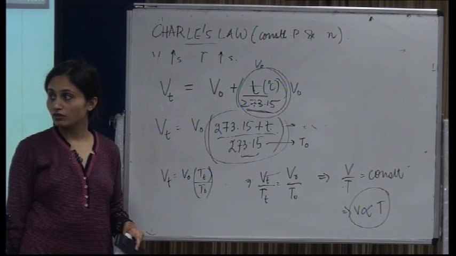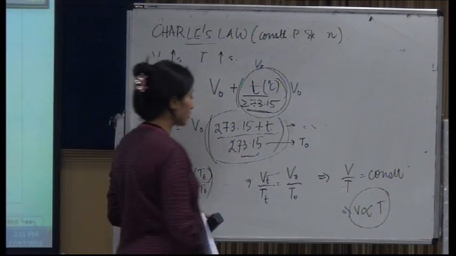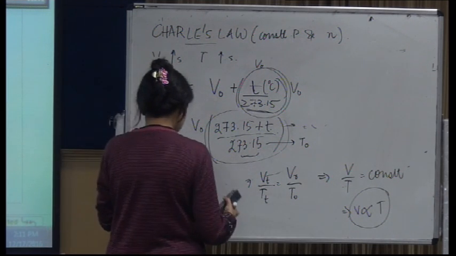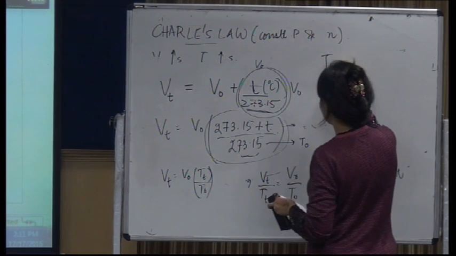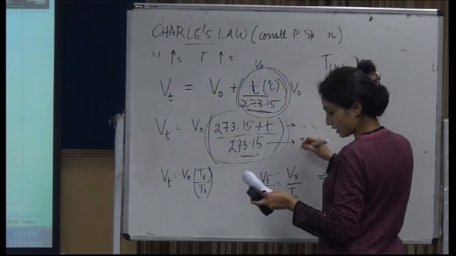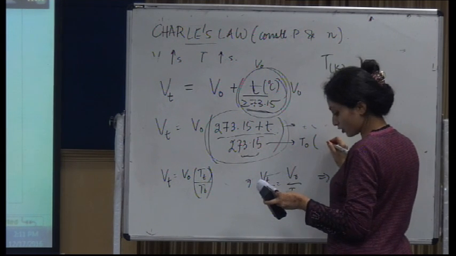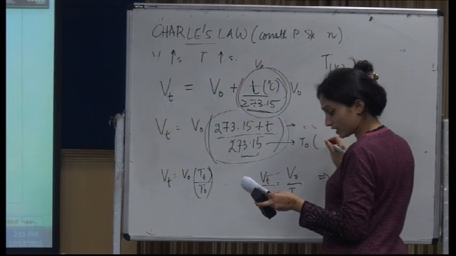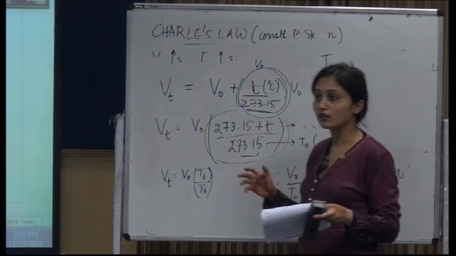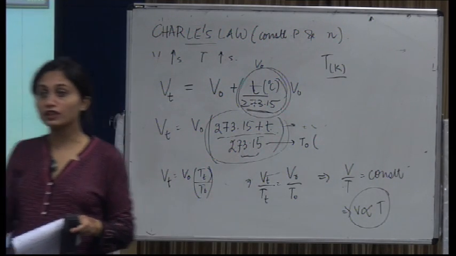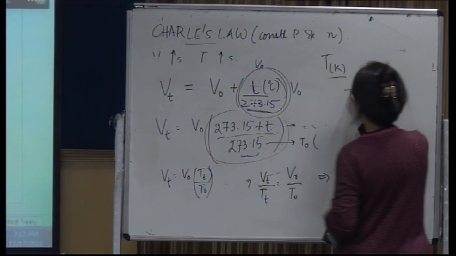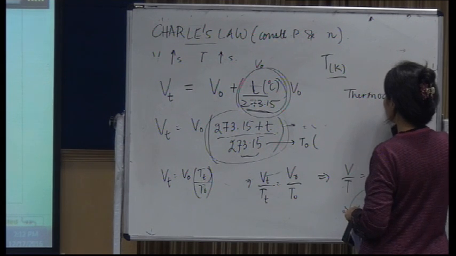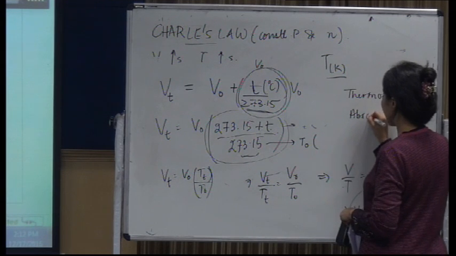Any doubts here? So simply remember that the temperature in Kelvin was taken up here. So now this temperature is also known as the Kelvin temperature, or it is also known as the thermodynamic scale temperature or the absolute scale. The Kelvin scale is known as the thermodynamic scale, and it is also known as the absolute scale.